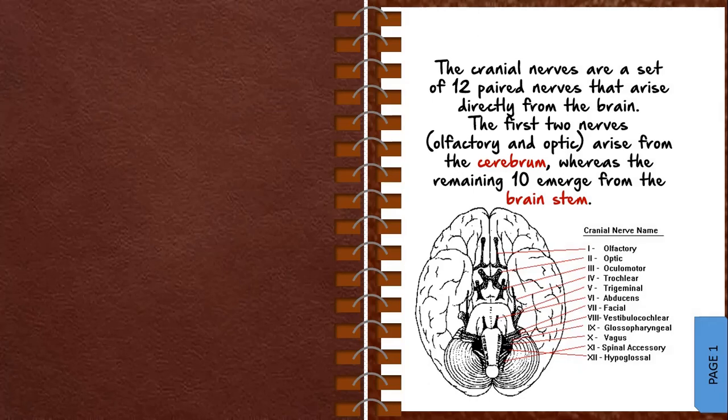The first two nerves, that is the olfactory and the optic, arise from the cerebrum, whereas the remaining 10 emerge from the brain stem. So, what do you understand from this slide? There are 12 paired cranial nerves that arise directly from the brain. The first one is olfactory, the second one is optic. They are the only two nerves that arise from the cerebrum, whereas the remaining 10 emerge from the brain stem.